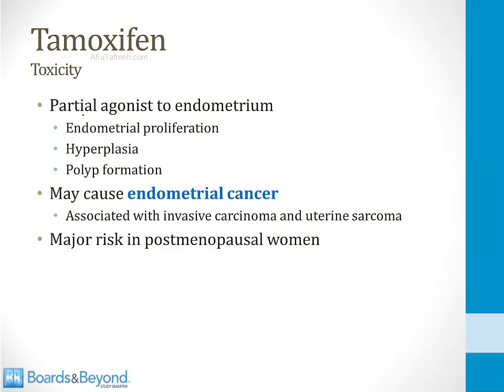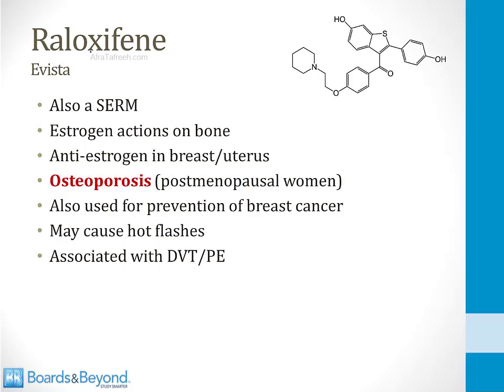Because tamoxifen is a partial agonist to the endometrium, it can stimulate endometrial growth. So women on this drug can see endometrial proliferation and hyperplasia and polyp formation, and it may lead to endometrial cancer. Its use has been associated with invasive carcinoma and uterine sarcoma. And the major risk is in postmenopausal women who aren't having regular menstrual cycles where they shed the lining of the uterus.